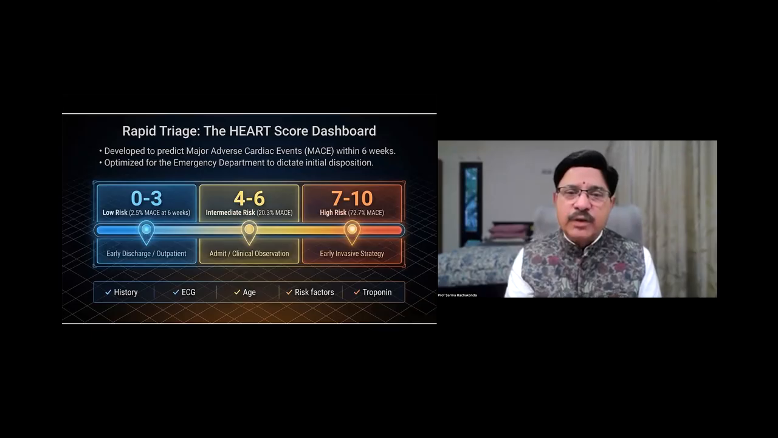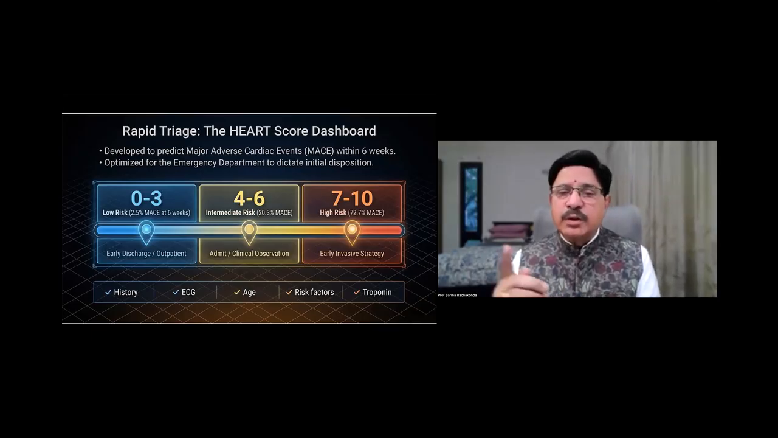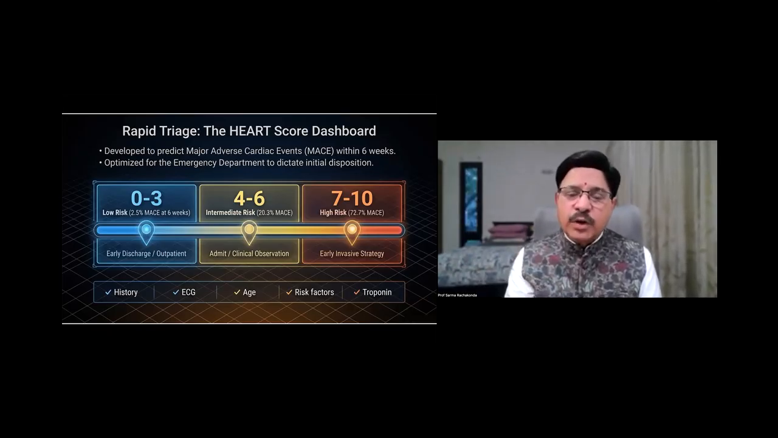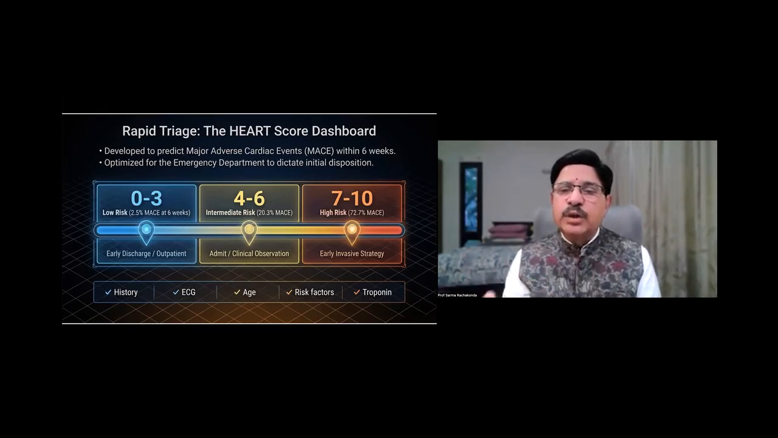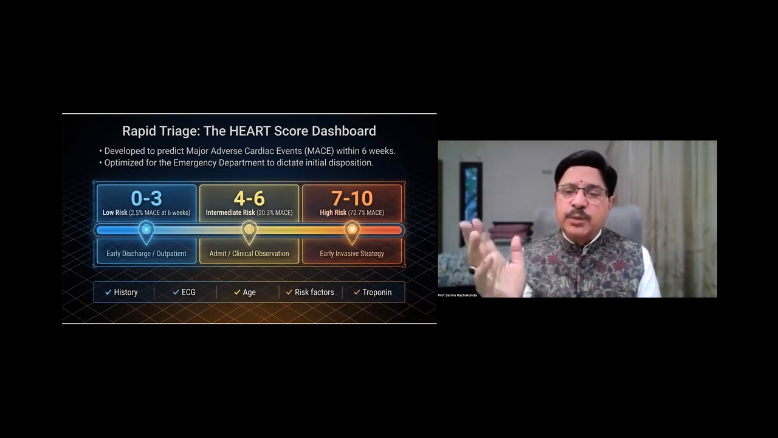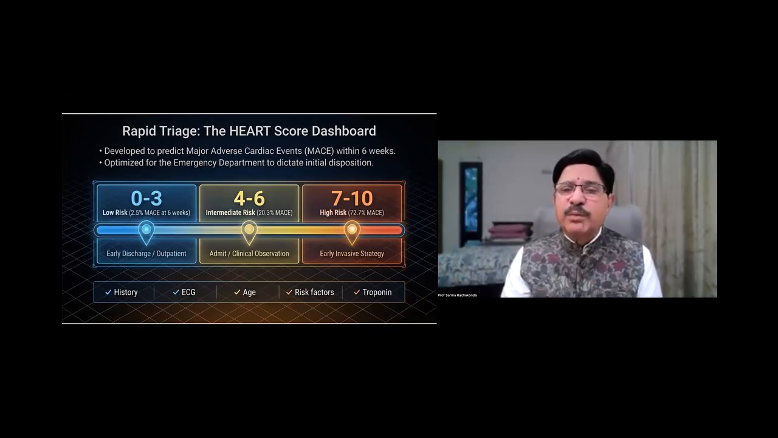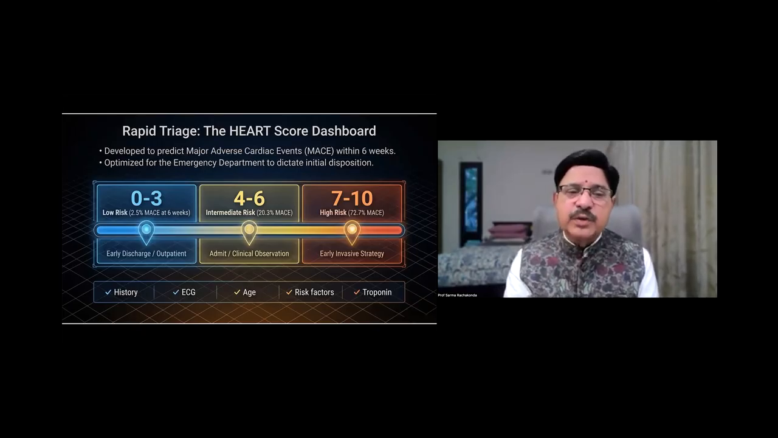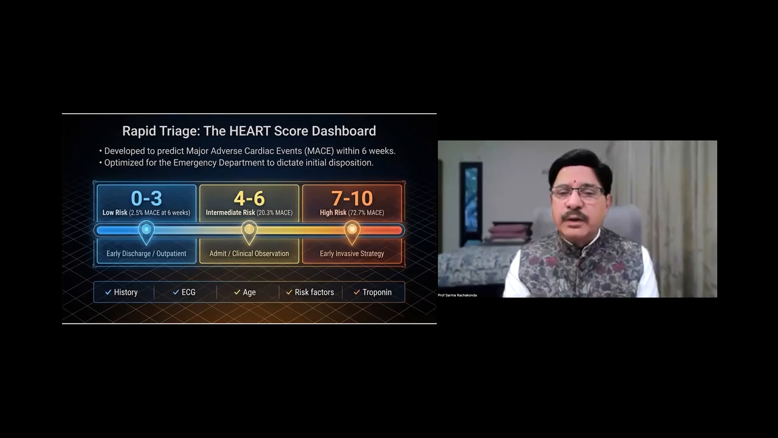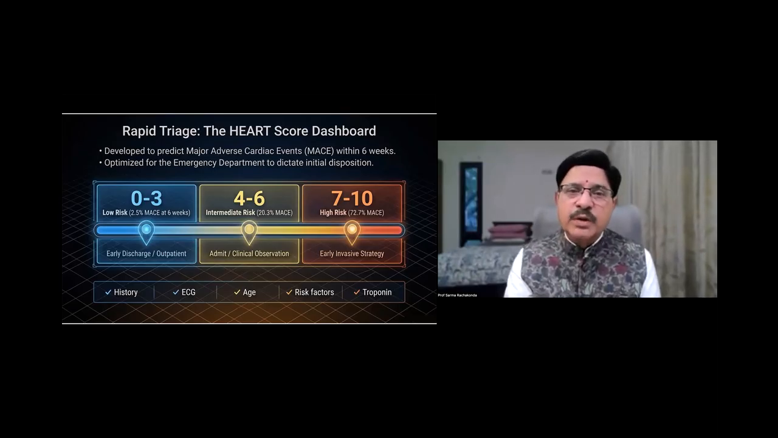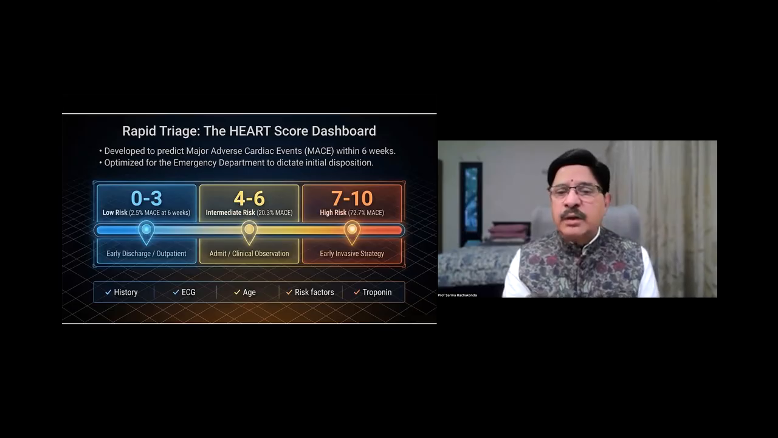Age: less than 45, 45 to 65, more than 65: 0, 1, 2 points. Risk factors: no risk factors, 1 to 2 risk factors, more than 2 risk factors: 0, 1, 2 points. Troponin: normal, 0 points. Slightly raised, 1 point. Very raised, 2 points. Like that, you acquire the points for H, E, A, R, and T. This is the HEART score published in the Scandinavian Journal.